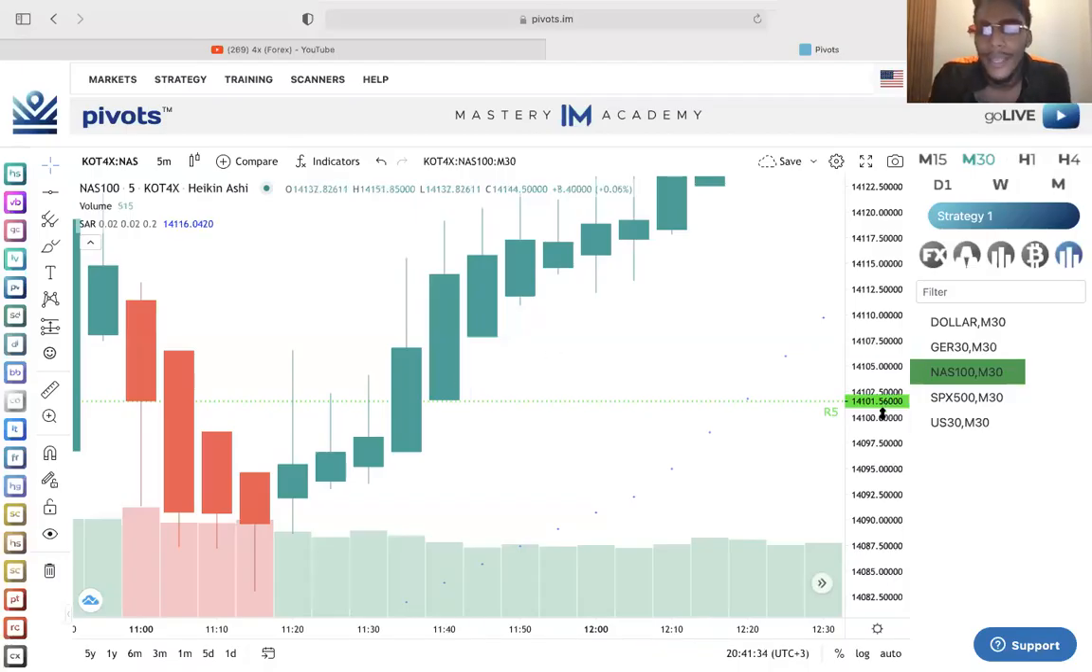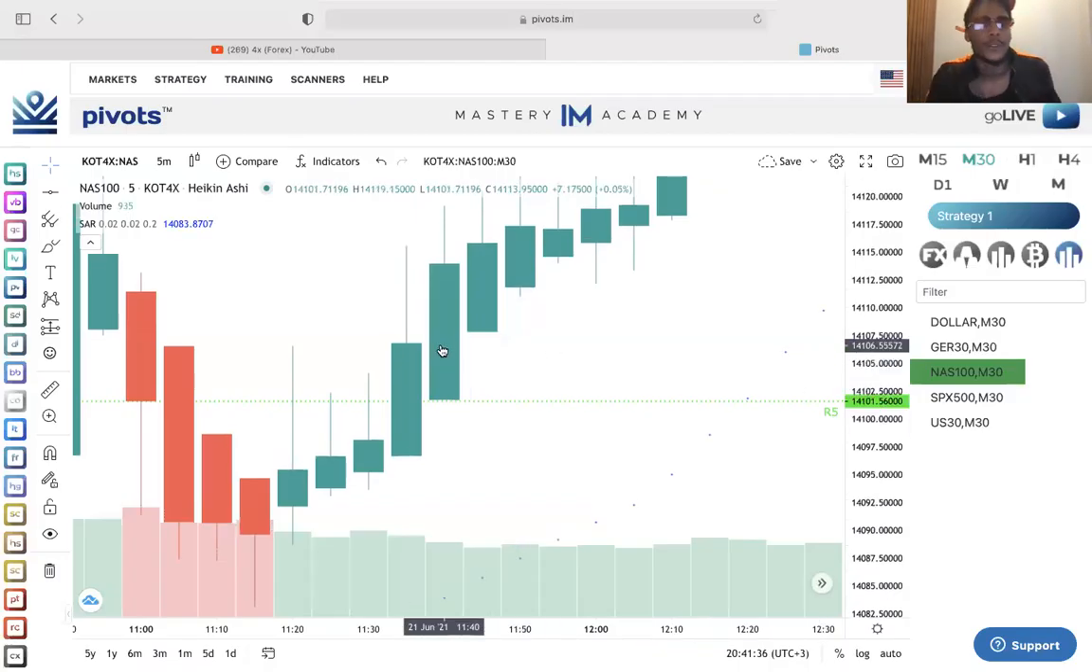Okay. All right. So we got the breakout right here. So with rule number 2, what are we looking for now? If it broke out above, what are we looking for?